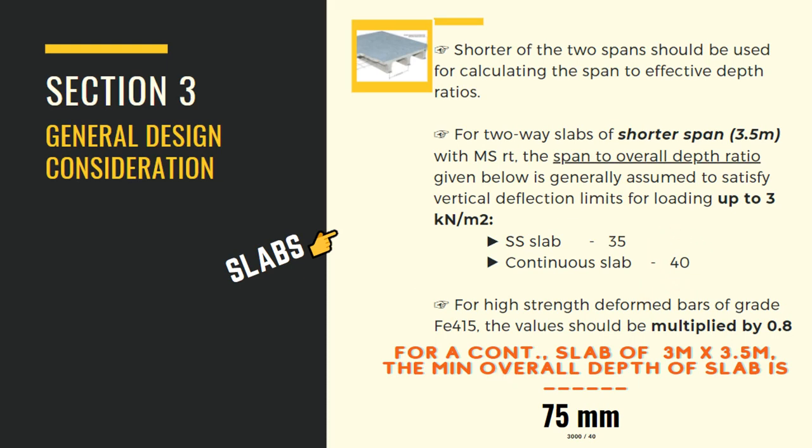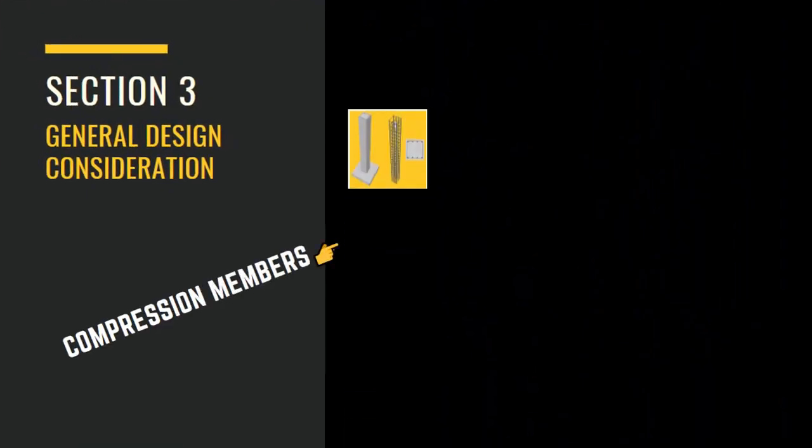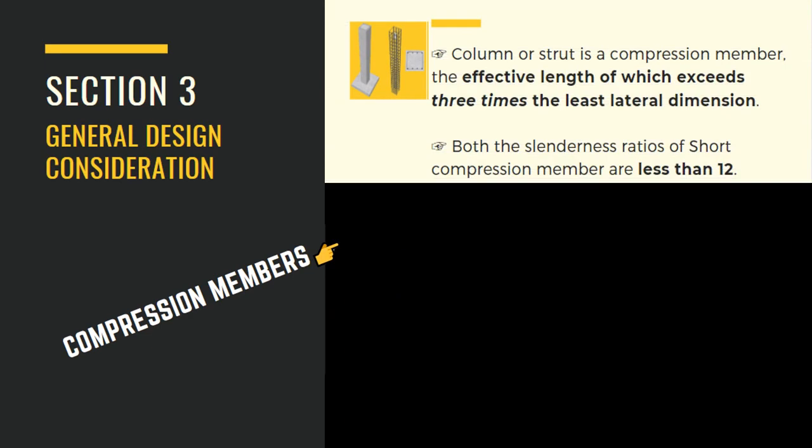So next, moving on to general design considerations for another member called column, or we can say compression members. A column or strut is a compression member, the effective length of which exceeds 3 times the least lateral dimension. If it does not exceed, but it is a compression member, then that is called a pedestal.